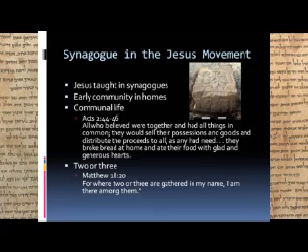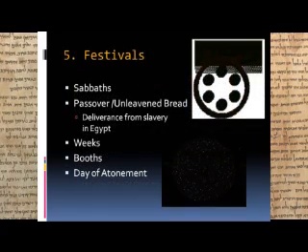The festivals were the fifth characteristic of late Second Temple Judaism, including the weekly festival of the Sabbath from sundown on Friday to sundown on Saturday, and then the major pilgrimage festivals, the annual festivals such as Passover, Unleavened Bread, the Feast of Weeks, Feast of Booths, Day of Atonement, and so forth.